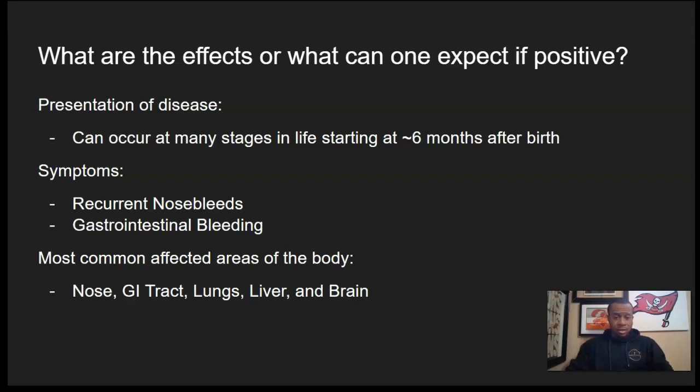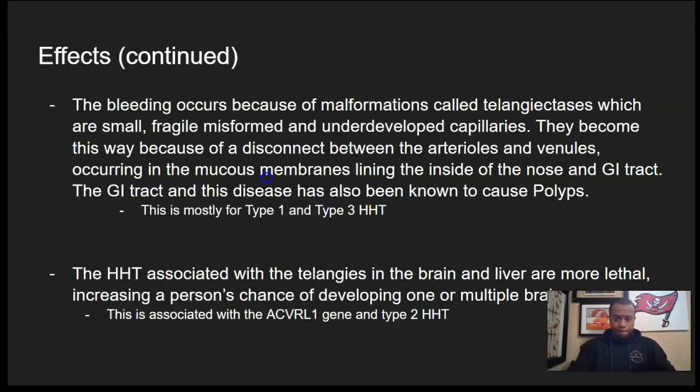A lesser known symptom is GI bleeding, and the most commonly affected areas of the body, of course, are the nose and GI tract, but lesser known is the lungs, liver, and brain, which can also form these AVMs. The actual term for these capillaries is telangiectases, which are small and fragile, misformed and undeveloped capillaries, like we talked about earlier. They happen between the arteries and veins, trying to form that connective tissue. So when it doesn't happen within the mucous membranes, that's where the bleeding can start.